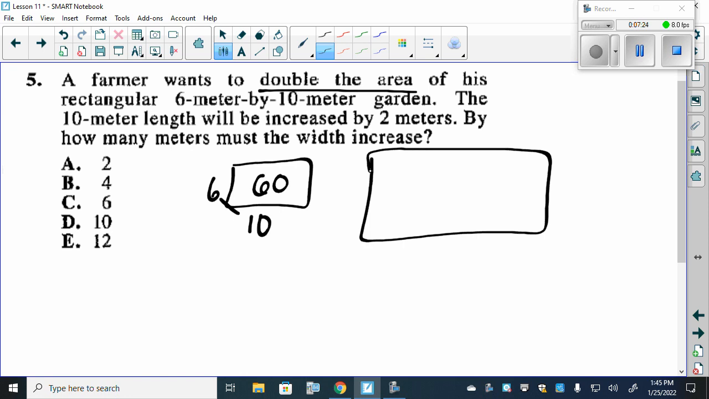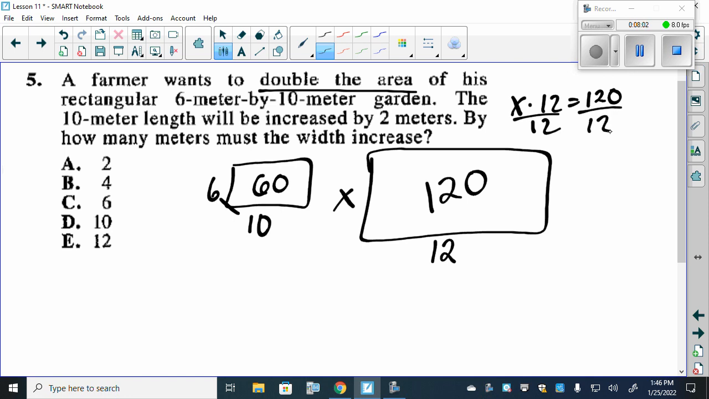Okay, so we want a new one, yes? And if we double the area, it was 60, it's going to be what? 120. So the new area is 120, yes? Okay. So 10 is now 12. We want to know what this is, yes? Because we can say 120 divided by 12, because x times 12 is 120 is what we're saying. Divide by 12. So x is 10. So the correct answer is not 10.